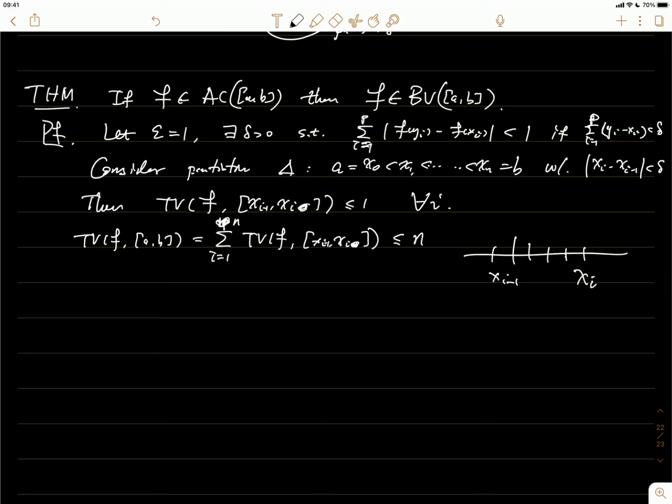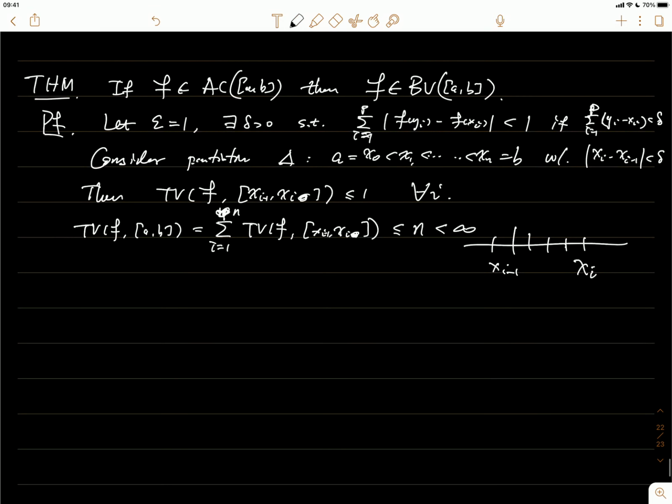But the point is not difficult: since you have a partition, just make sure that each one of them has a length less than delta. Then there must be finitely many segments. Let n be the number of segments. Then we can show that on each segment, the total variation is bounded by 1. Then the total variation of f over the entire interval will be bounded by the sum of these, which is bounded by n. And this is a finite number, and that means f is of bounded variation.